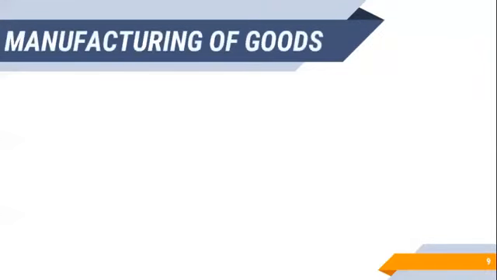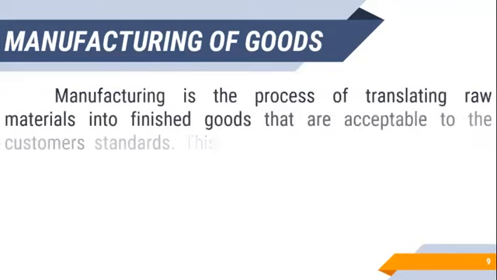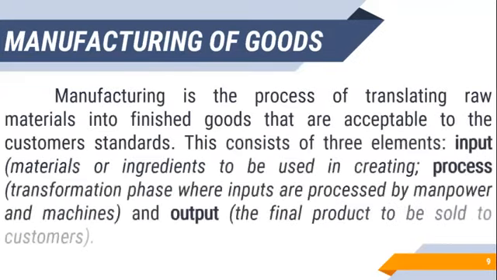So for the manufacturing of the goods, the entrepreneur who will engage in producing his or her own products will have to consider the basic guidelines and principles in manufacturing. Manufacturing is the process of translating raw materials into finished goods that are acceptable to the customer standards. This consists of three elements: the input, the process, and the output.